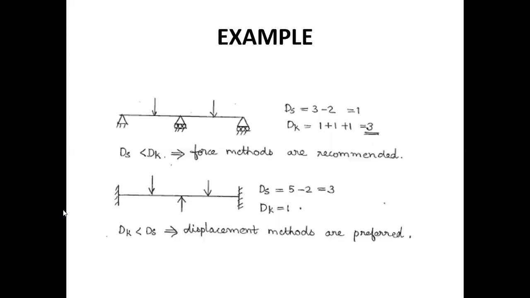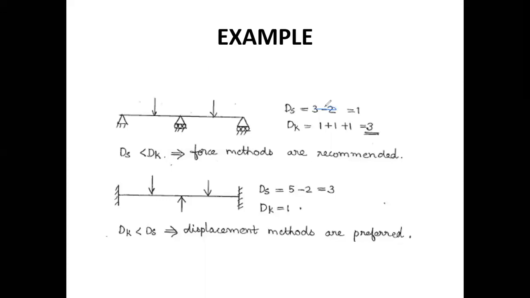Yes, we can see over here. In this case, the total number of static indeterminacy will be the DS. Let's not consider this thing; it will cause confusion. But the answer will be the same. I'll show you how.